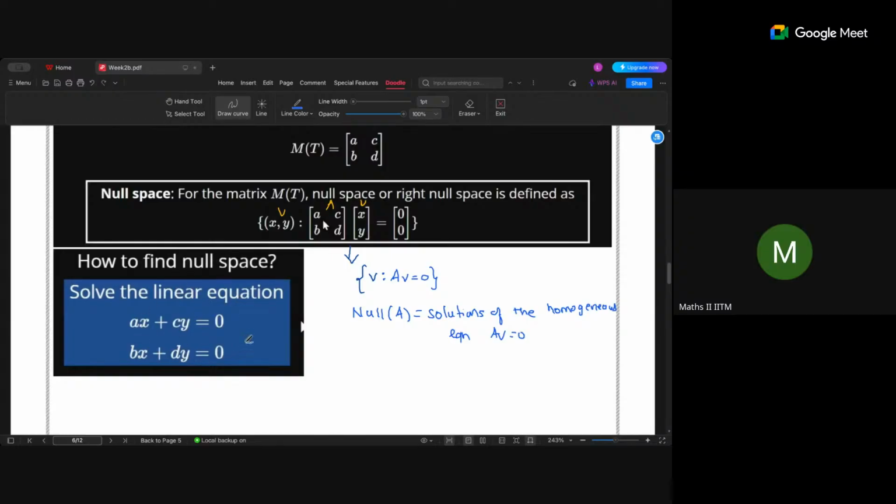Okay, fine. So how do you find the null space? You have to solve the system of linear equations. So you just see ax plus cy equals 0, bx plus dy equals 0. You get a system of linear equations. You solve this, you find the null space. Okay, we have some examples to do this.